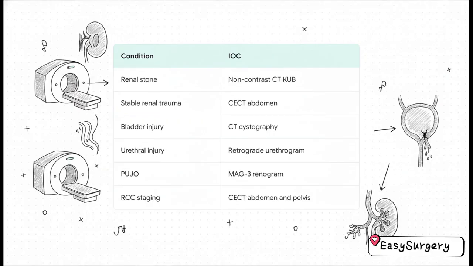Urology and trauma are where examiners really love to test your precision. You can't just throw out CT as a guess for everything here. A renal stone needs a non-contrast CT KUB. But if the patient has stable renal trauma, or you're staging renal cell carcinoma, you have to switch to a contrast-enhanced CT. For lower tract trauma, making the right distinction is critical. Bladder injury, that's CT cystography, but a urethral injury, you absolutely must use a retrograde urethrogram. Whatever you do, never blindly insert a catheter, or you'll literally make the tear worse. Oh, and for pelvi-ureteric junction obstruction, or PUJO, the MAG-3 renogram is your go-to test.